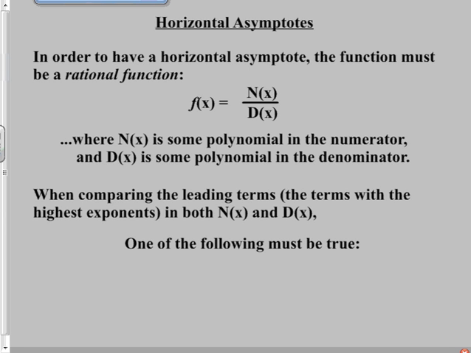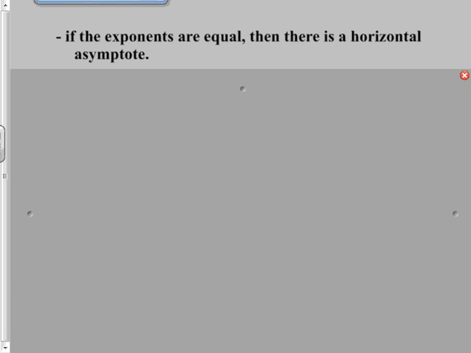Now, when you look at the leading terms, one of the following conditions will be true. Okay, if the exponents of the leading terms are equal to each other, then there is going to be a horizontal asymptote to the graph.